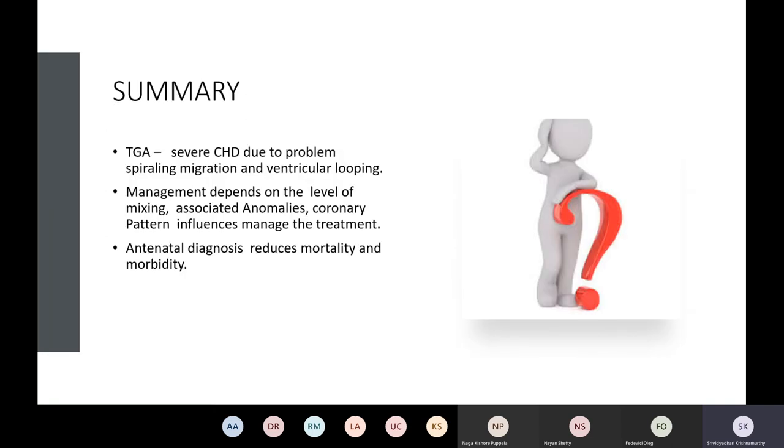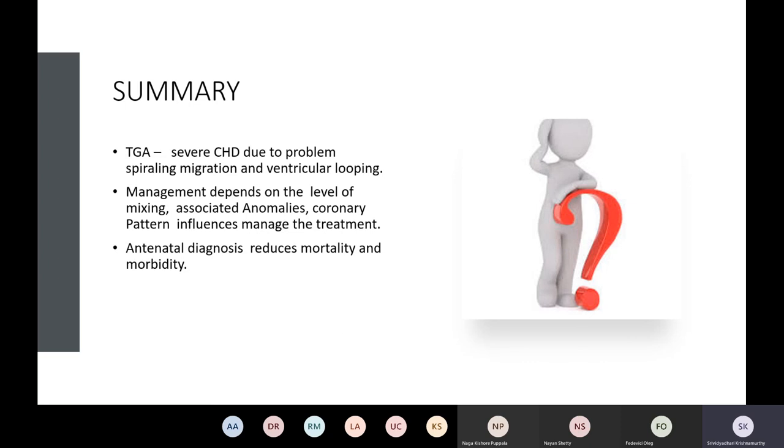So in summary, TGA is a severe congenital heart disease due to a problem with the spiral migration and ventricular looping. The management depends on the level of mixing. It could be a palliative procedure like an atrial septostomy or a shunt, depending on how soon they present. And of course, the other things that we need to be aware of, the associated anomalies and coronary pattern as well.